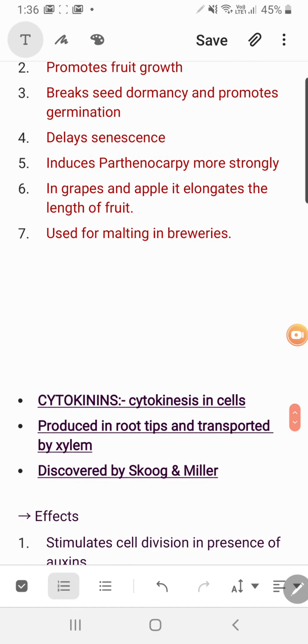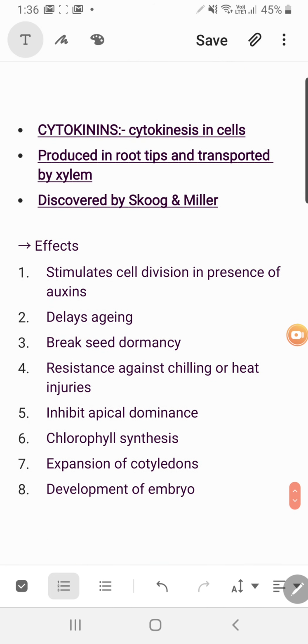And followed by that, the last one is cytokinin. This is the last category of growth accelerators, cytokinins. The word itself says many things. Cyto means cell and kinesis is the division of cytoplasm. That means this hormone brings about cell division, right?